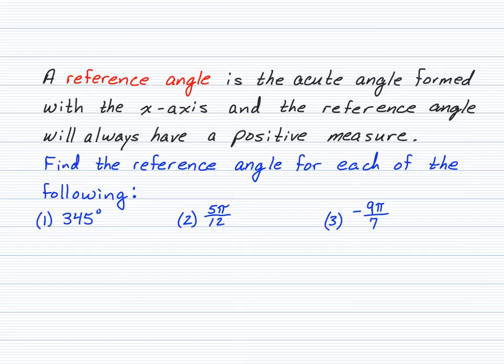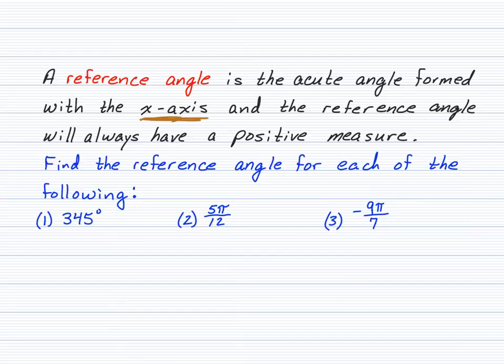And then our last definition here is going to be of a reference angle. And a reference angle is the acute angle, acute meaning less than 90 degrees. So it's the acute angle formed with the x-axis, and it is always formed with the x-axis. And the reference angle will always be a positive angle measurement. All right, so here it says find the reference angle for each of the following.